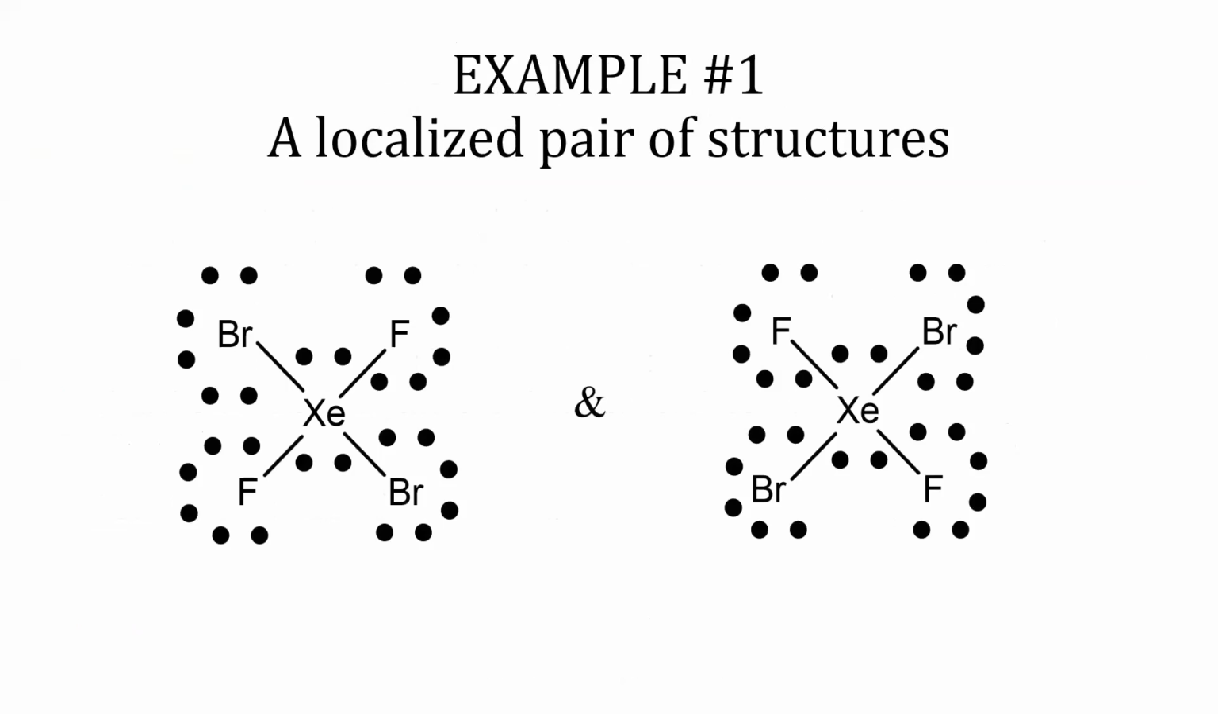This is an example of a localized pair of structures with the formula XeBr2F2. In these examples, there is no movement of electrons because localized structures have electrons moving between atoms in that specific bond. In this case, electrons shared between Xe and Br and Xe and F can't move to any other region, but only between them.